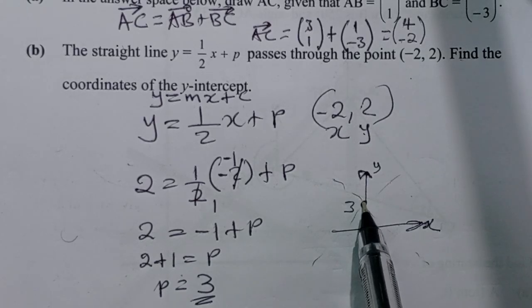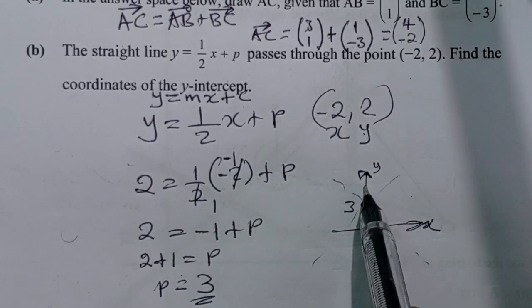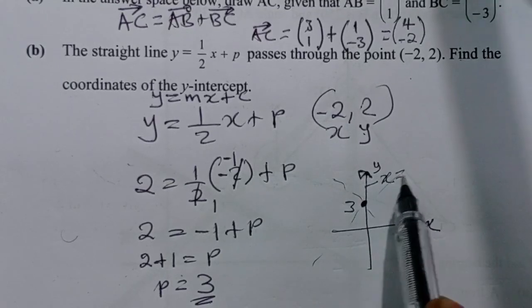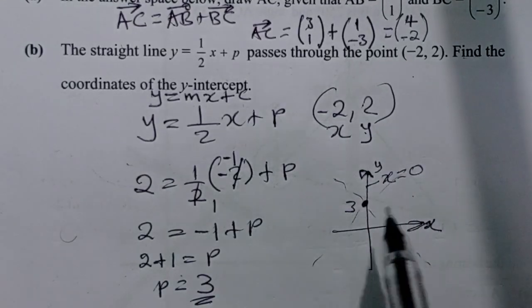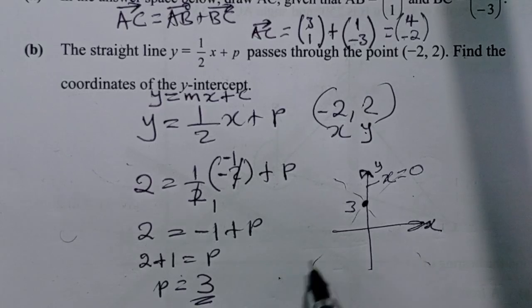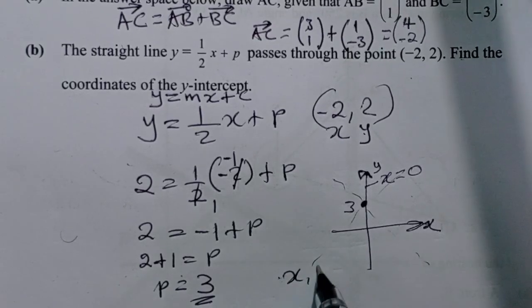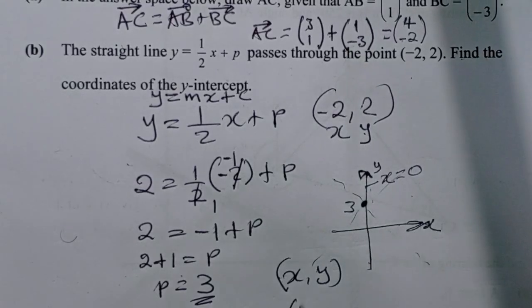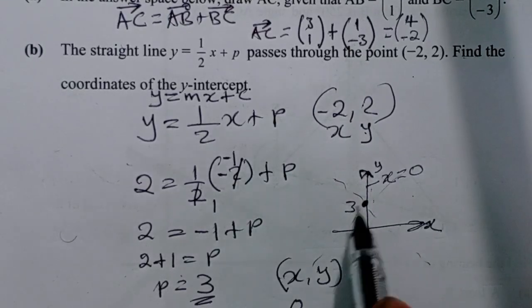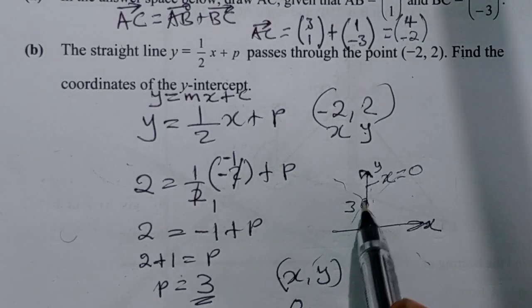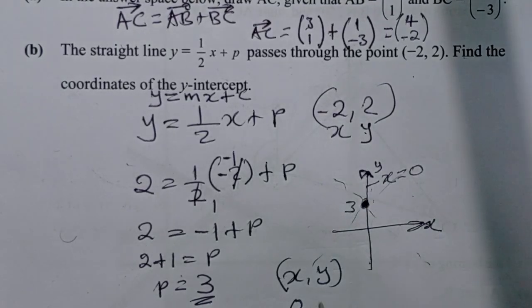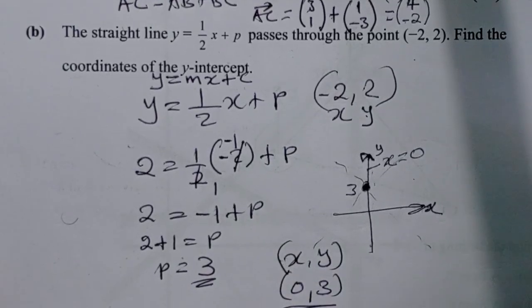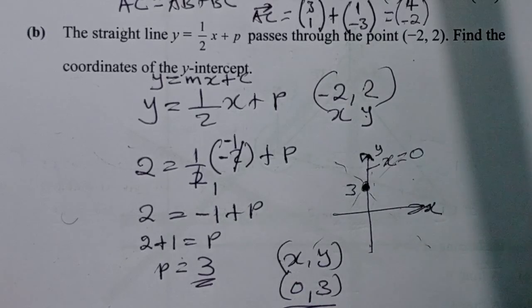So now what is the coordinate of the y-intercept? On the y-axis, x is equal to 0. And remember that a coordinate is (x, y). So on the y-axis, x is 0. What is the value for y? The value for y, which is the y-intercept, is 3. So the coordinate is (0, 3). That is the coordinate of the y-intercept.